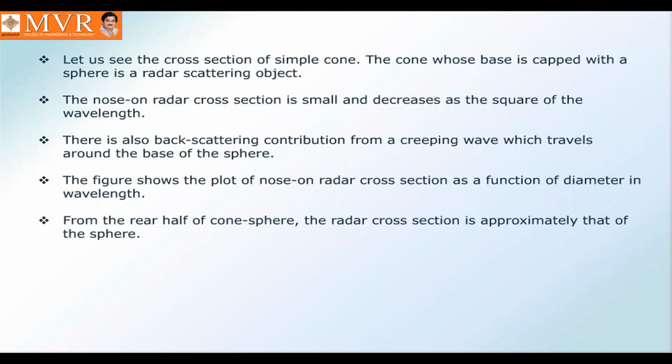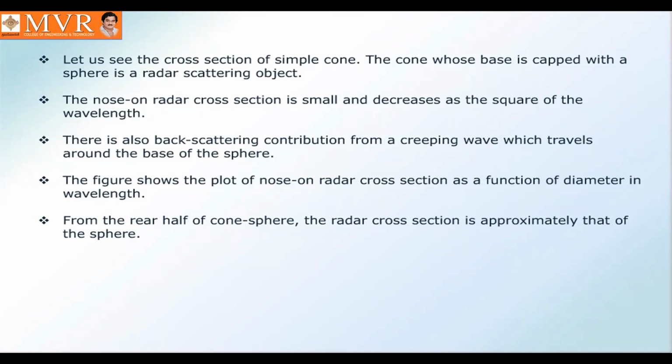Now, while you are transmitting an electromagnetic signal into the air, the target shape matters. We have different types of target shapes. There may be a cone, or a sphere, or a square. Depending upon the shape of the target, and at what angle the electromagnetic signal is reflecting back, it depends on the shape of the target.